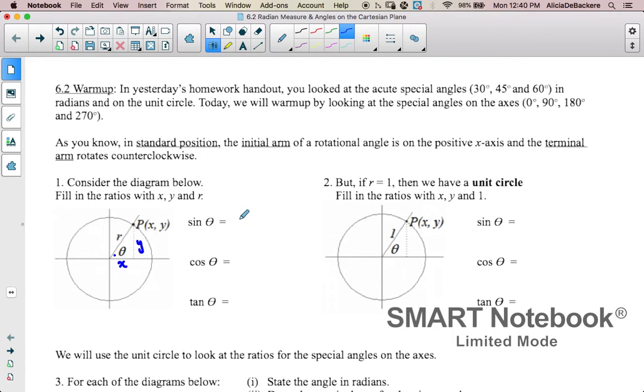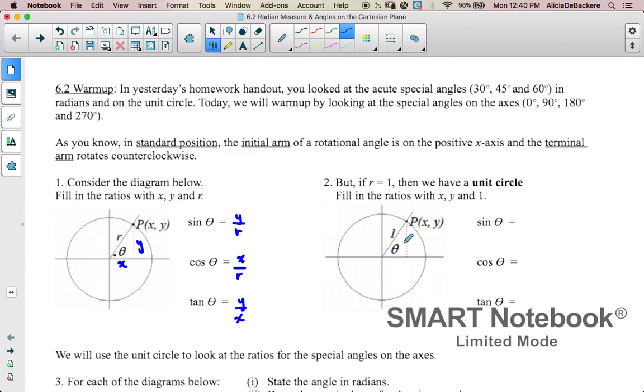So sine theta is the opposite over the hypotenuse. So in this case, it'd be y over r. And then the cosine of theta is the adjacent over the hypotenuse. So here the adjacent is x, and the hypotenuse is r. And then tan of theta is going to be the opposite over the adjacent, so y over x.